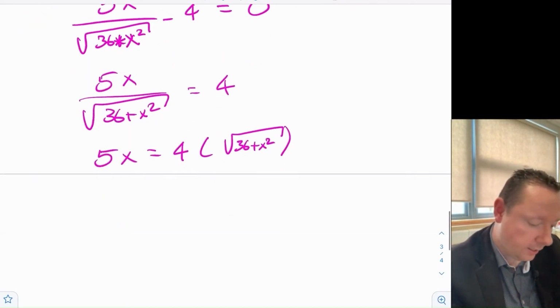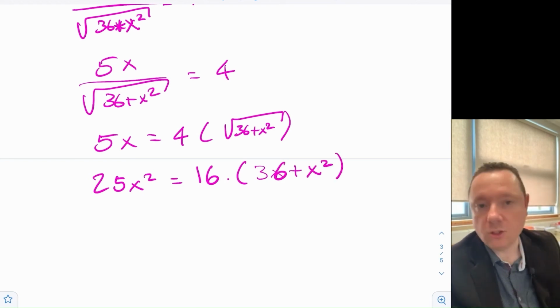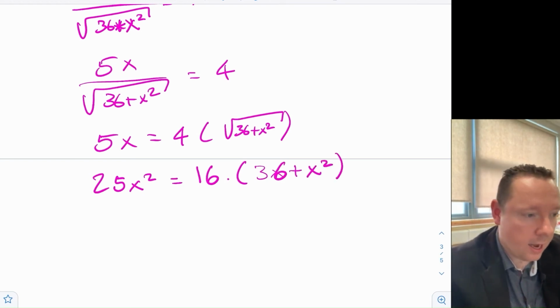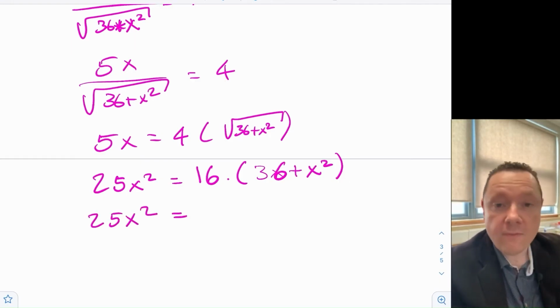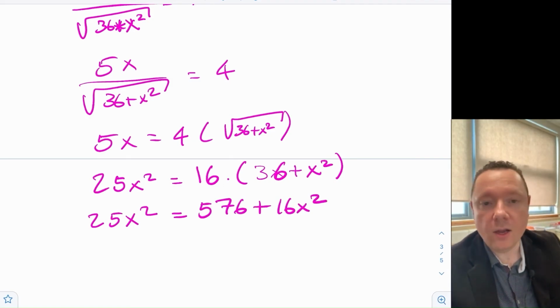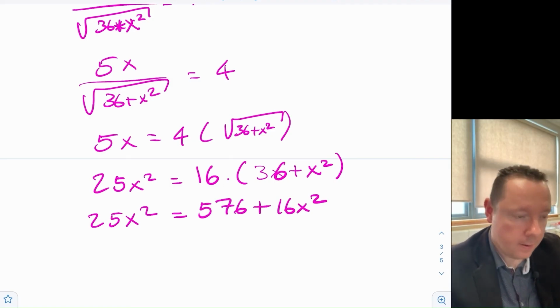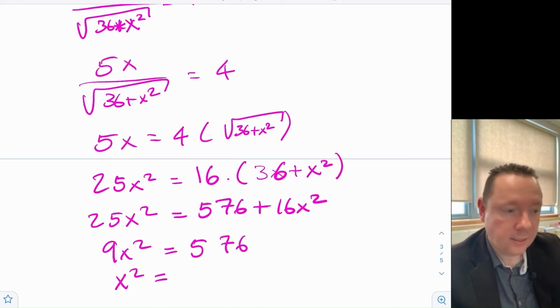And we can square both sides to get 25x squared equals 16 times 36 plus x squared, because the opposite of a square root is squaring. And we can work that out. 25x squared equals 576 plus 16x squared. Moving the x squared over to the other side, taking away 16, you get 9x squared is 576. So x squared, divided by 9, is 64.